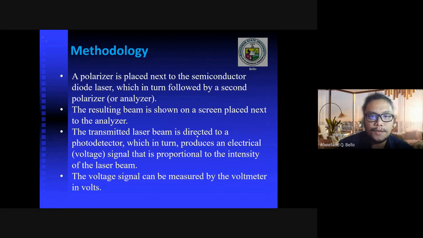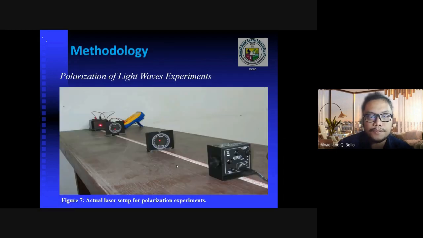A polarizer is placed next to the semiconductor diode laser, and the resulting beam will proceed to the analyzer. The transmitted laser beam is directed to a photodetector, which in turn produces an electrical signal that is proportional to the intensity of the laser beam. And the voltage signal can be measured by the voltmeter in volts. Here is the actual setup.